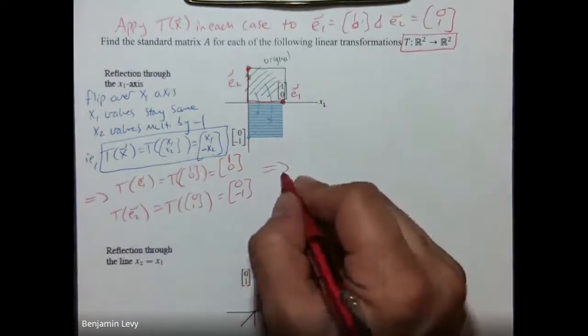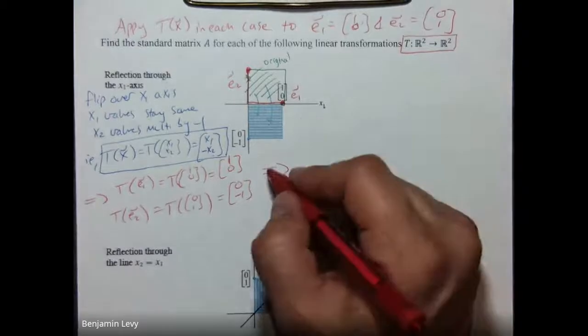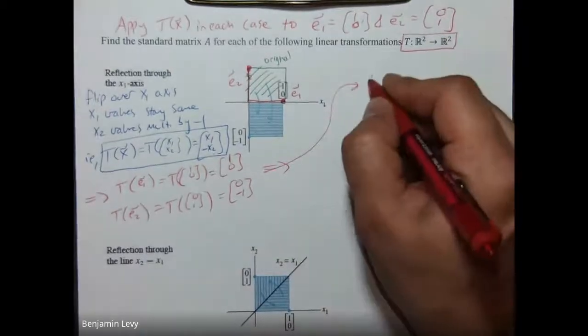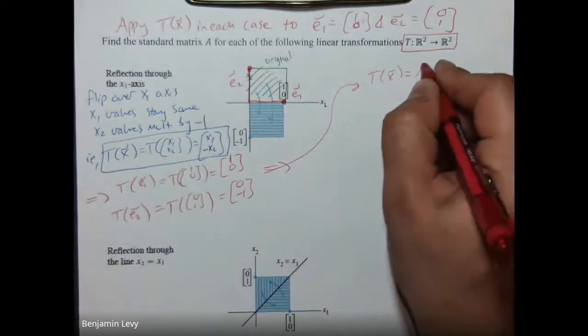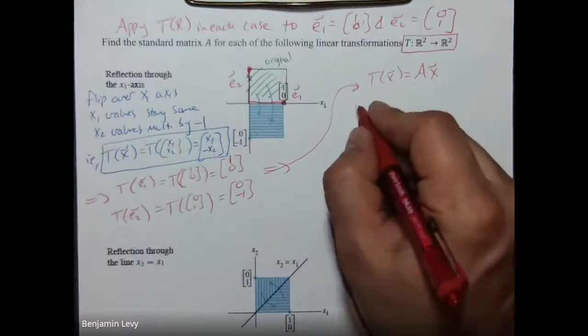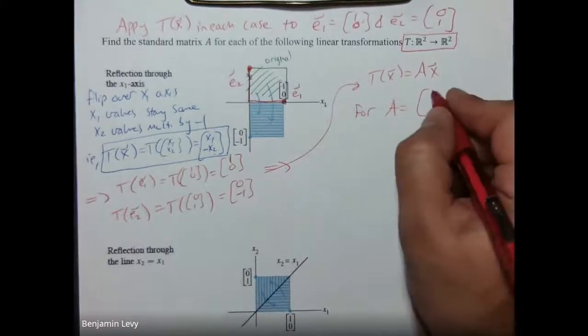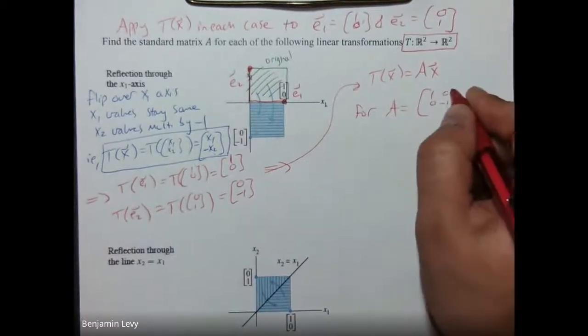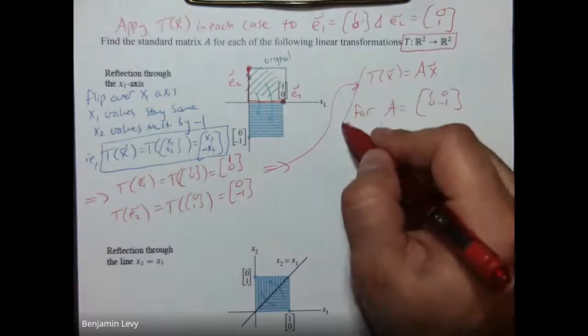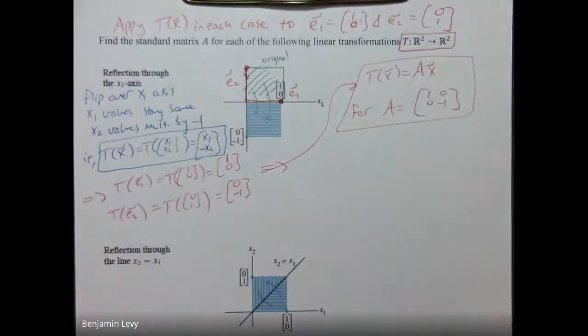Okay, what we just found out, let me bring it up here, is that our transformation equals A times x, for matrix A being those two columns, (1, 0) and (0, -1). That's sort of the final answer.